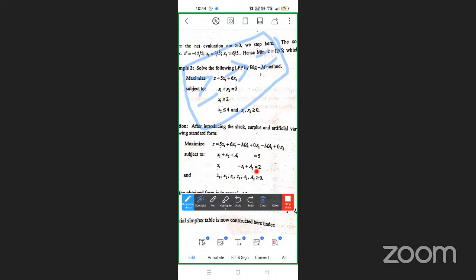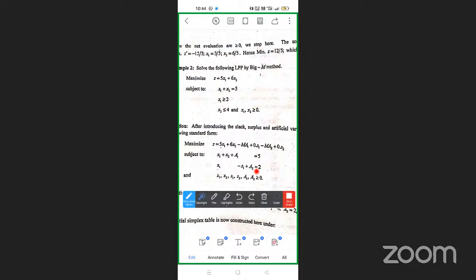So this is the greater than or equal to case. The second equation, x1 greater than or equal to 2, is made an equality by subtracting a surplus variable s1, so x1 minus s1 equals 2. Next, the equality case: we add an artificial variable A2, giving x1 minus s1 plus A2 equals 2.